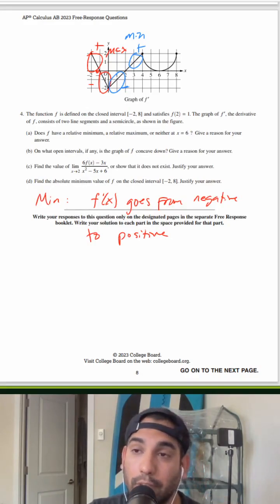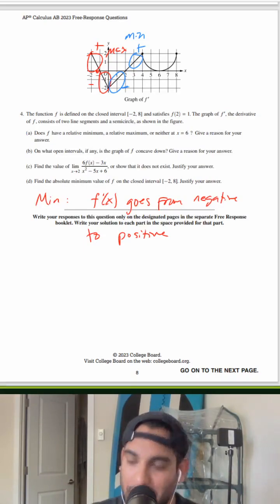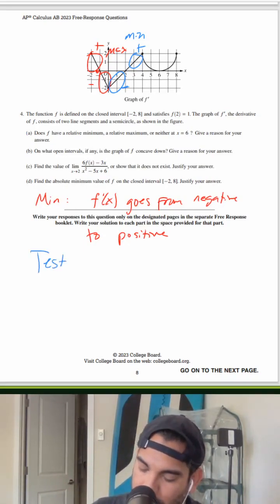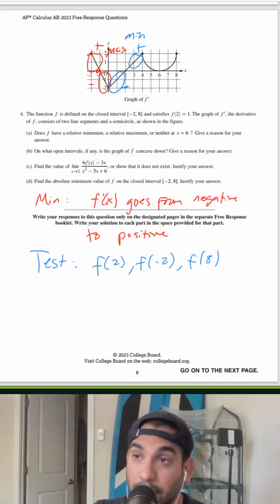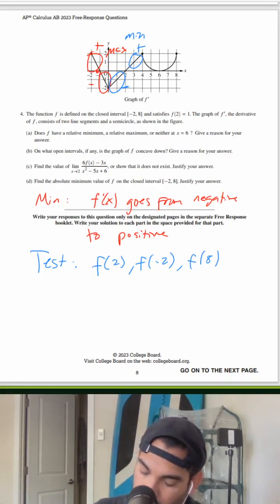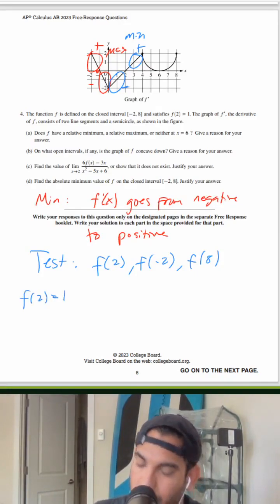Okay. So the only one that we really need to test is going to be 2 because that's going to be a minimum. So we need to test f of 2, f of -2, and then f of 8. Luckily for us, they already told us that f of 2 is equal to 1. So we know f of 2 is going to equal 1.